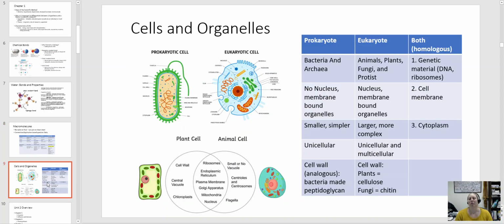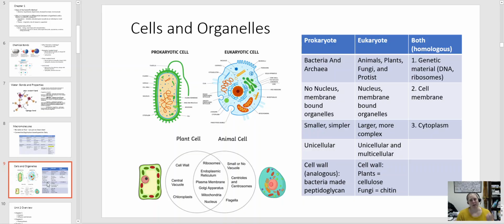Let's go through cells and organelles. If you remember, we have prokaryotic and eukaryotic cells. Prokaryotic cells would be our bacteria and archaea. Eukaryotic cells are animals, plants, fungi, and protists. It doesn't matter, though, if you are a prokaryotic or eukaryotic cell.